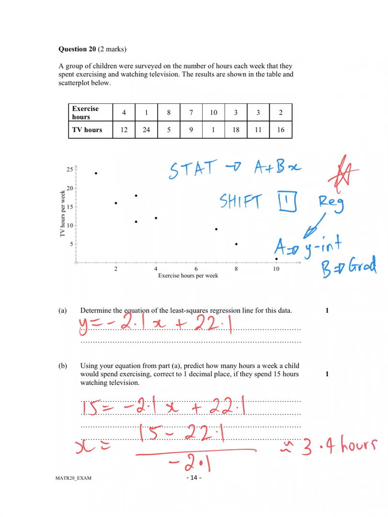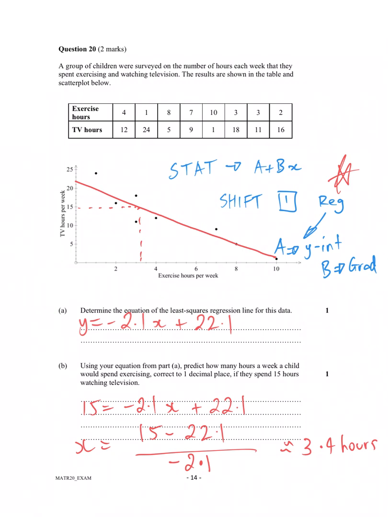3.38, we'll round that to 3.4 hours of exercise, which is fitting considering our equation was something like this. If I go to 15 there, I'm a little bit more than 3. And again, that is a very freehand drawing. It's a little bit more accurate than the previous one that I did.